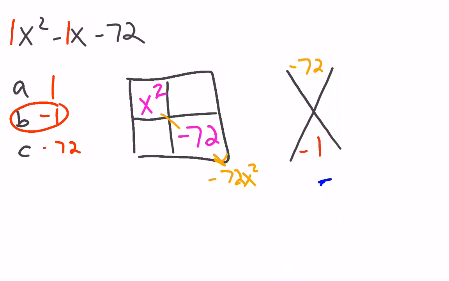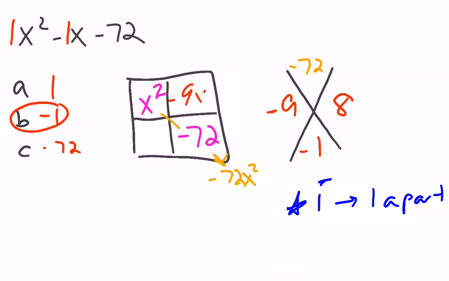This 1 really confuses people. When there's a 1 at the bottom, it means that the numbers are 1 apart. So what two numbers are 1 apart from each other and multiply to 72? That needs to be 9 and 8, and for it to be a negative, it should be negative 9. So negative 9x and 8x.